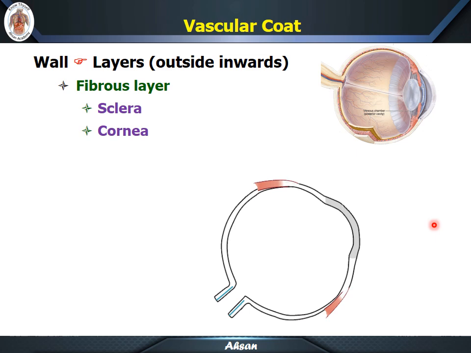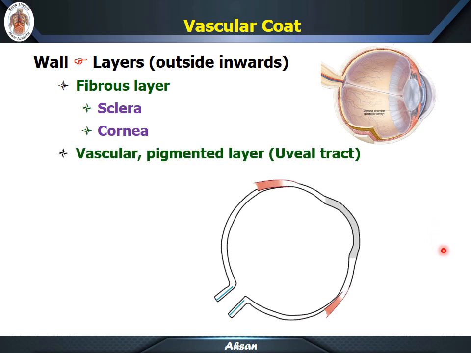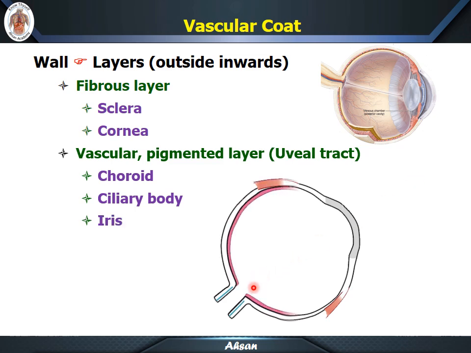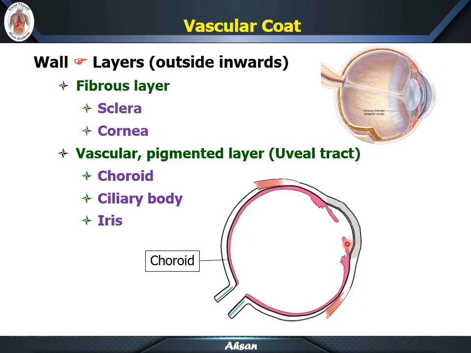So we have covered the outer coat, which is fibrous in nature and comprises the sclera and cornea. The second layer is the vascular pigmented layer, also known as the uveal tract. You can see here that this comprises the choroid, ciliary body and iris. Let me show it here. It starts from the posterior. This is the choroid, this one is the ciliary body, and the anteriormost part is the iris. So these are the three component parts of the second layer from outside. This is the vascular or pigmented layer, also known as the uveal tract.